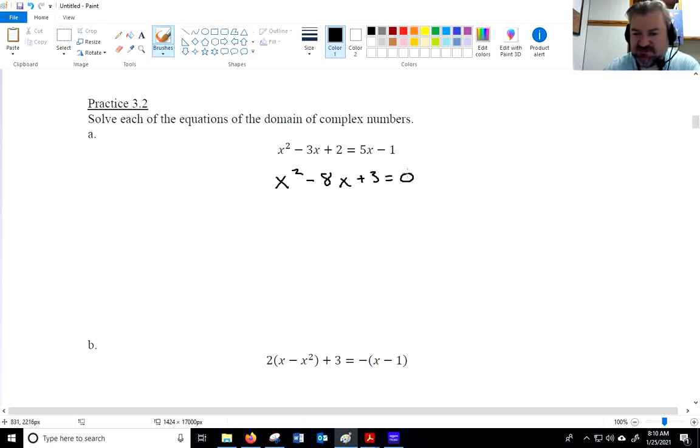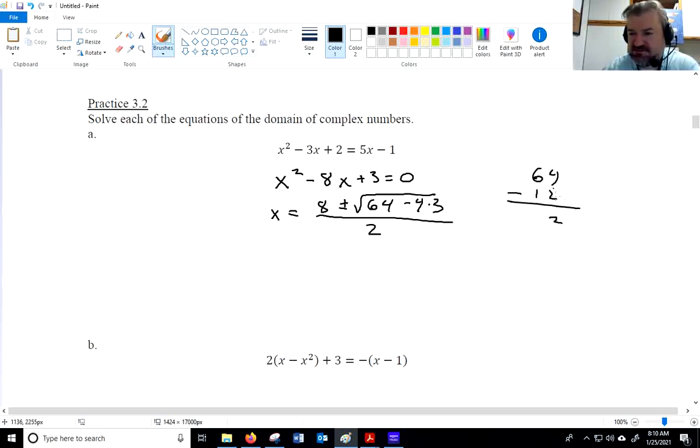First, I set it equal to 0 by subtracting 5x and adding 1. I'll then use the quadratic formula because this will not factor. 8 plus or minus the square root of b squared, 8 squared is 64, minus 4 times 1 times 3, all over 2 times 1. Well, 64 minus 12 is going to be a positive number, so this is going to have some real solutions.